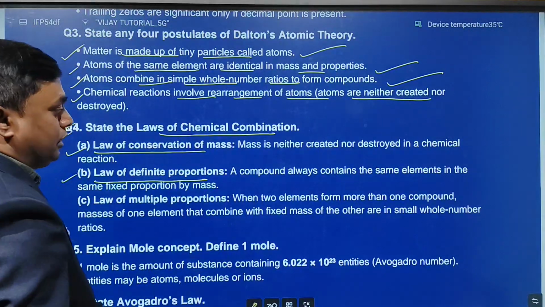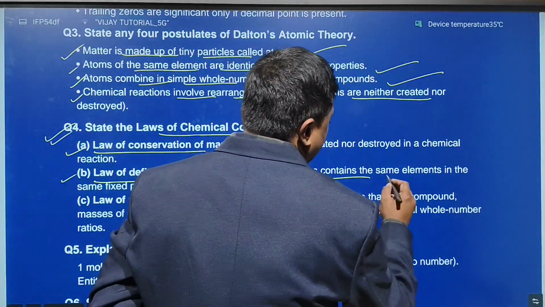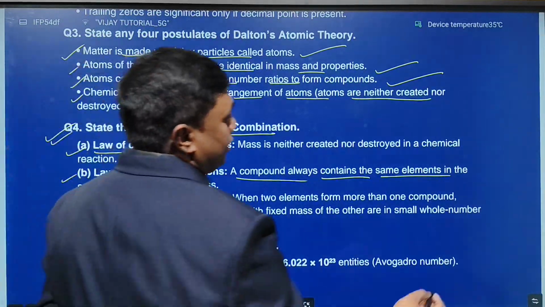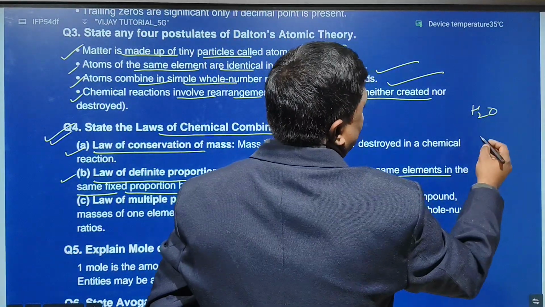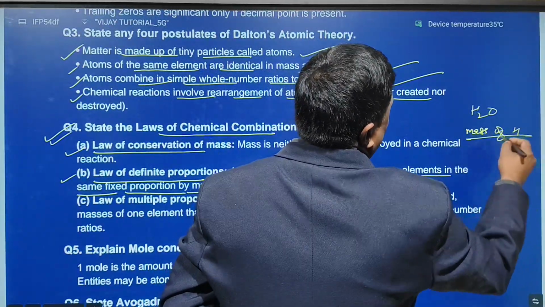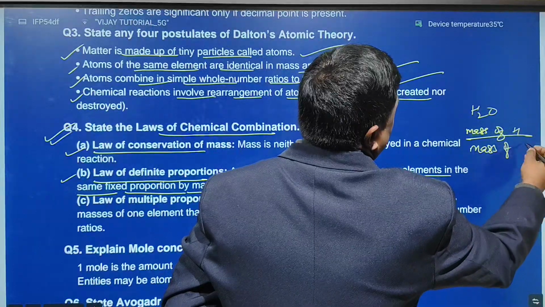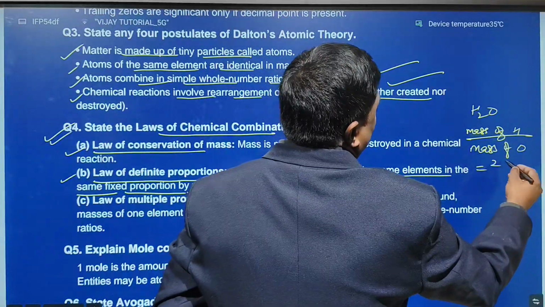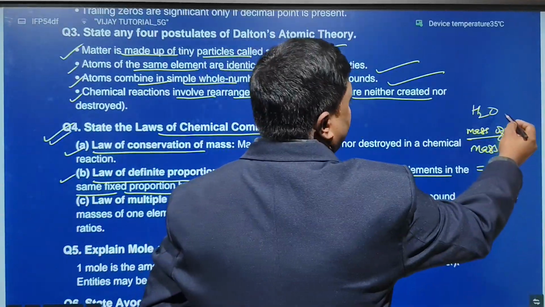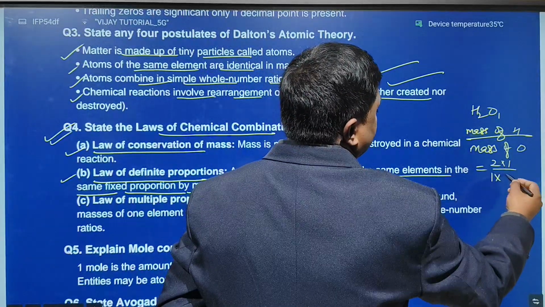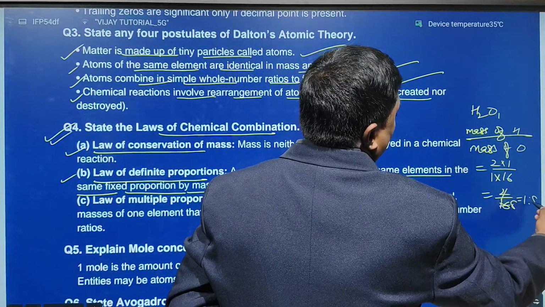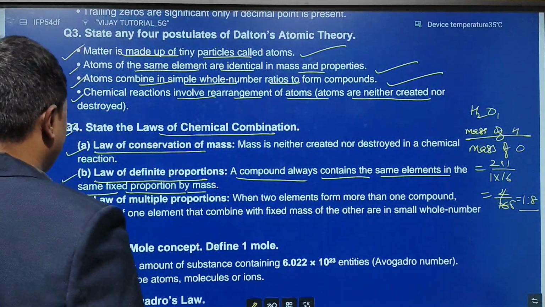Next is the law of definite proportion. A compound always contains the same elements in the same fixed proportion by mass. For example, if you take water, the ratio of mass of hydrogen to the mass of oxygen. Hydrogen is 2 into 1, since 2 atoms are there, and atomic mass of hydrogen is 1. Oxygen, 1 atom is there, so atomic mass is 16. Yes or no? So 2 by 16, so the ratio of hydrogen and oxygen is always 1:8. Yes or no?